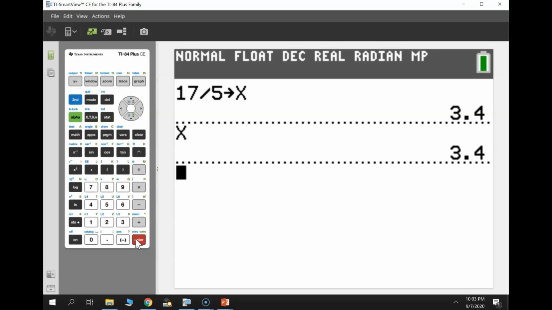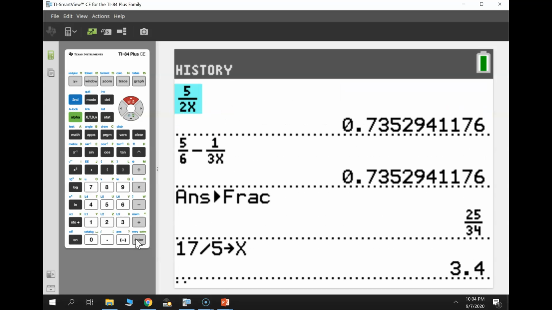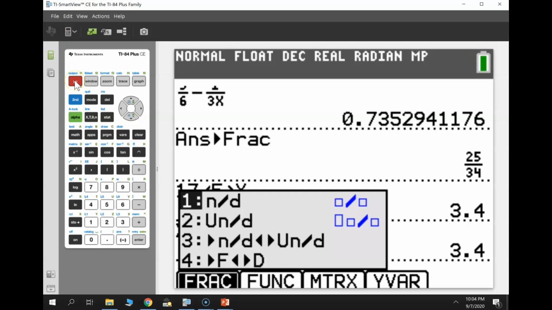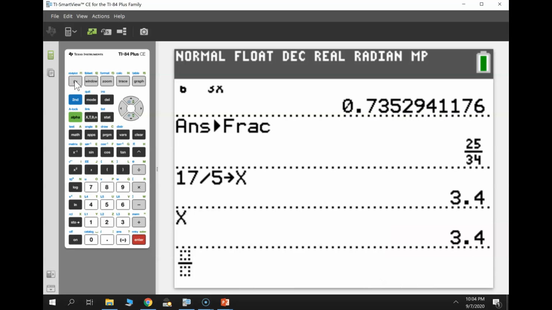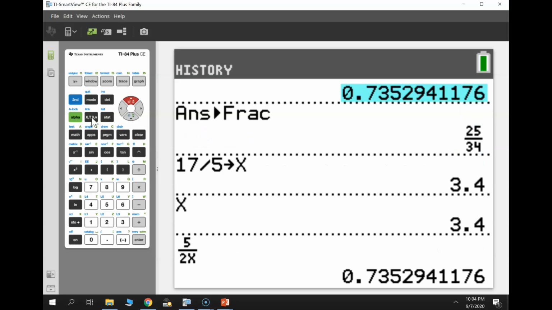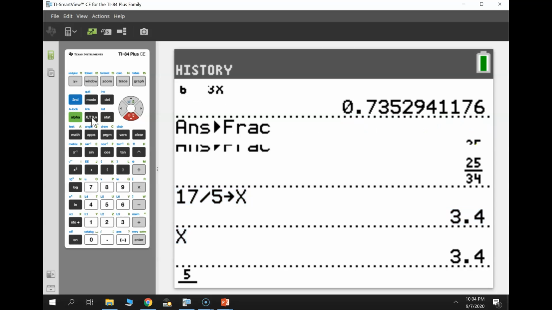All right. So if we take what we had on the left-hand side of our equation, which was 5 over 2x, and if you're not familiar with how we get that little fraction builder, it is alpha y equals, and so we would have 5 over 2x, and you can see that gives us this value.